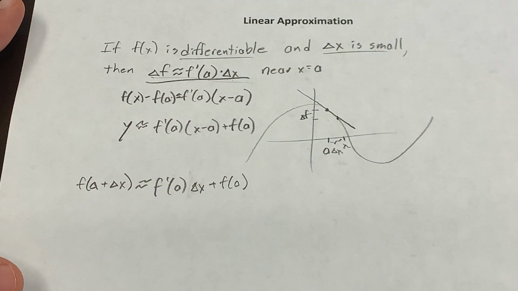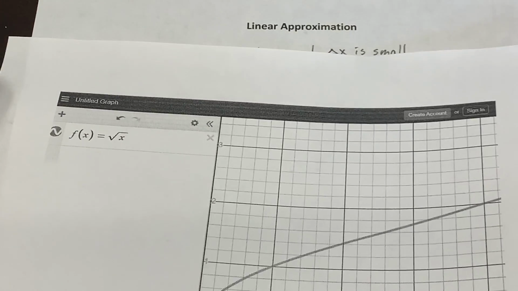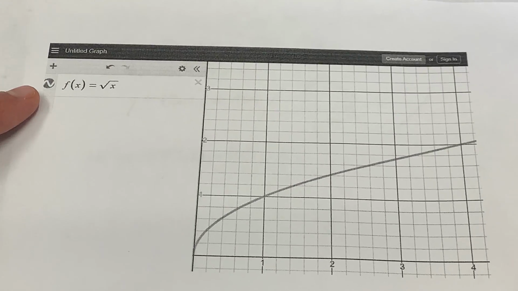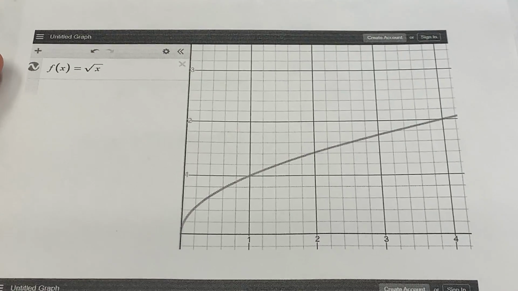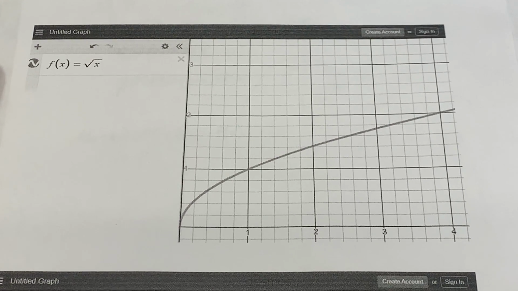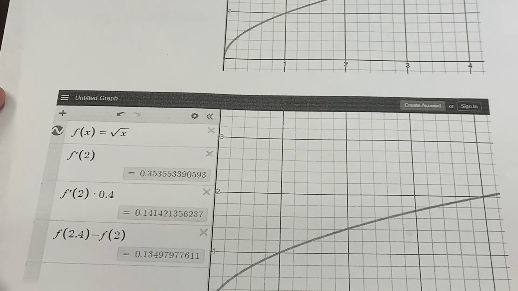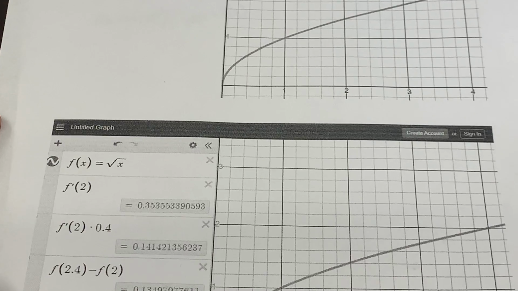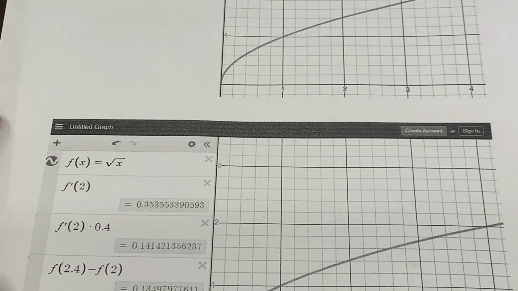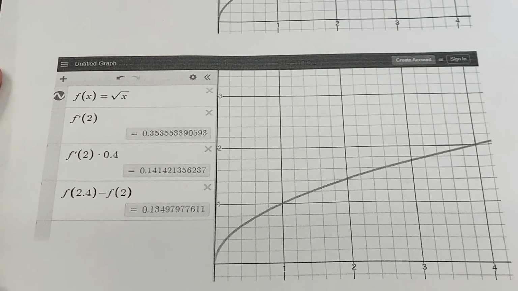Sometimes that's good enough. I just want to do an example for us real quick. So I put this into Desmos, the square root function. Looks great, right? Well, let's approximate points near 2. And I don't know if you've thought about this, but if you were trying to approximate the square root of 2.4, it would be hard. I don't know that off the top of my head. It would be some work. So let's do this.